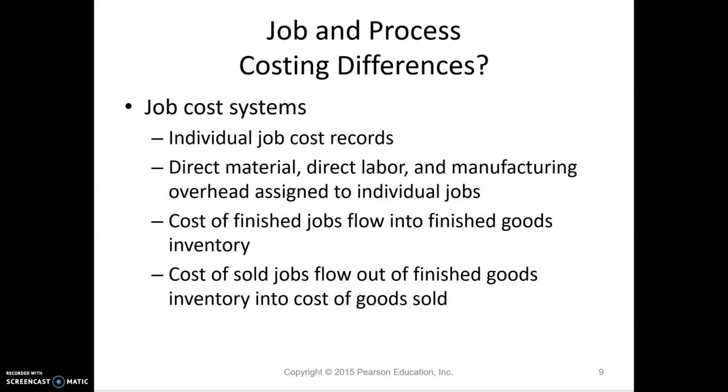So when we're talking about the difference between job and process costing, obviously it's the type of product you're making, a unique product versus a similar product. Job cost, we accumulate the cost on a job cost record. We're assigning the product cost to a job, and then the cost flows into finished goods, and then when the product is sold, the cost flows out of finished goods and into cost of goods sold.